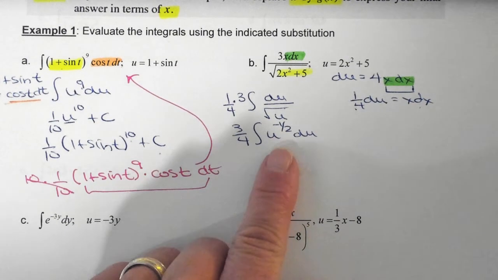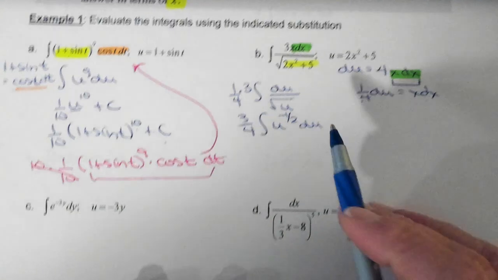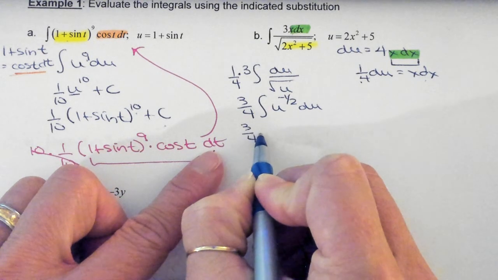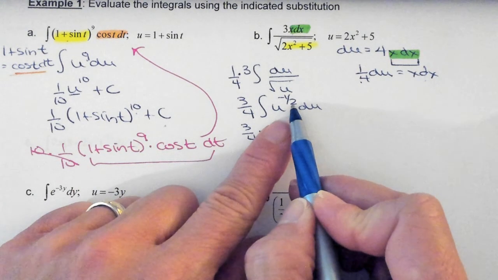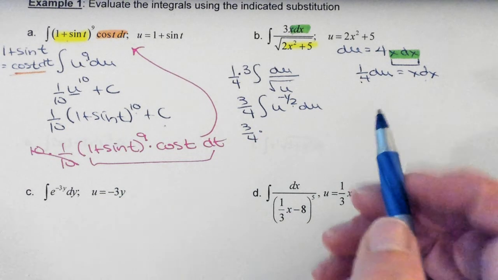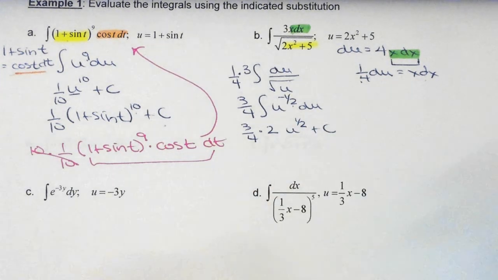Okay, can we integrate this right here? A lot faster than all this stuff, right? Okay, so 3/4 is a coefficient, so it stays, times. I'm adding 1, which means I'm adding 2 over 2. So what's my new exponent? So what comes down in front then? A 2. So I'm going to put a times 2 and then u to the 1/2 plus c.